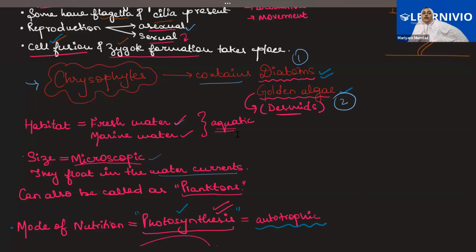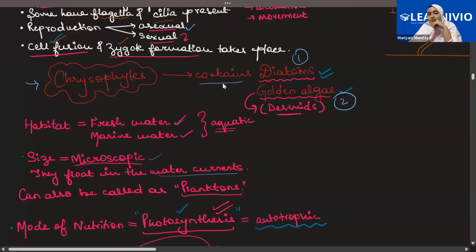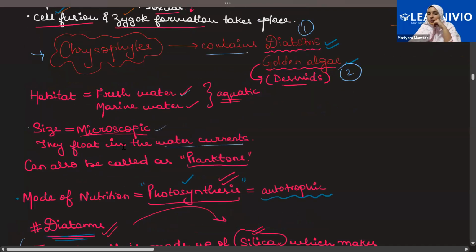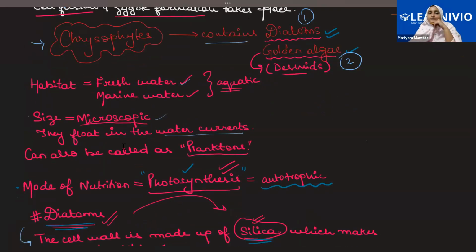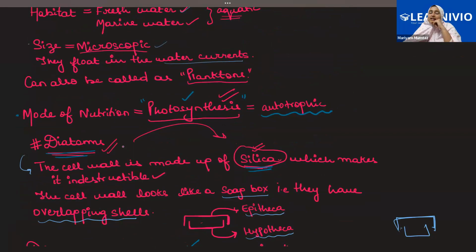Okay, talking about chrysophytes. The chrysophytes is the group that contains diatoms and golden algae. Golden algae are also known as desmids. So diatoms and desmids are present in the chrysophytes. The habitat that they have is freshwater or marine water, meaning technically they are aquatic. They are microscopic and they float in the water current. They can also be called plankton. The mode of nutrition present in them is mostly photosynthesis, meaning they are autotrophic, they can synthesize their own food.